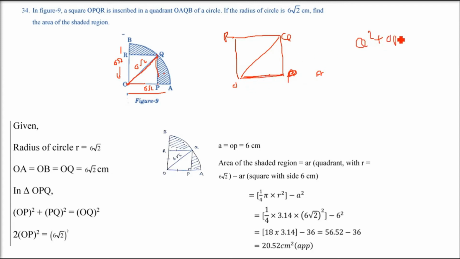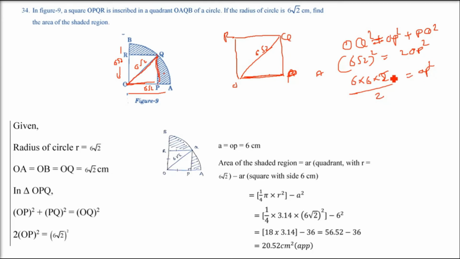So OQ square will be equal to QP square plus OP square. OQ square is 6√2 whole square. So 6√2 whole square equals, we don't know the side, so assume it to be OP. So OP square plus OP square, because both are the same. So 2 OP square it will be. Now 6√2 squared is 6 into 6 and √2 into √2. So √2 squared is 2, the 2 gets cancelled. 6 square. So OP will be 6, because 6 into 6. OP is 6. So the side is 6.